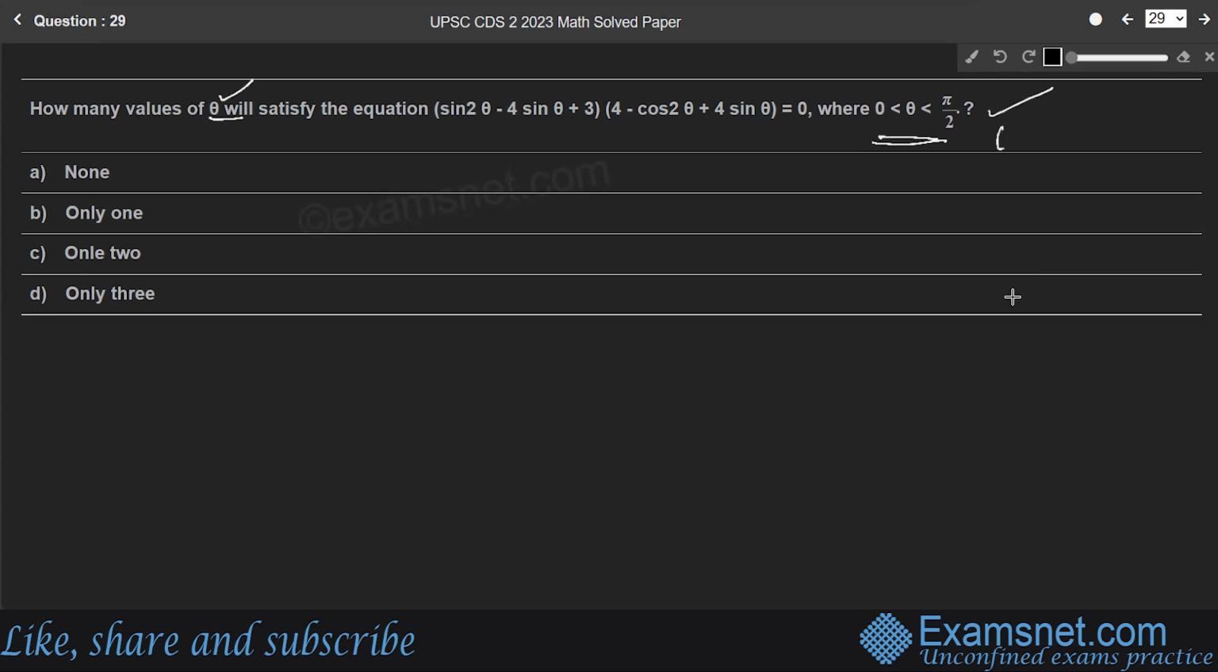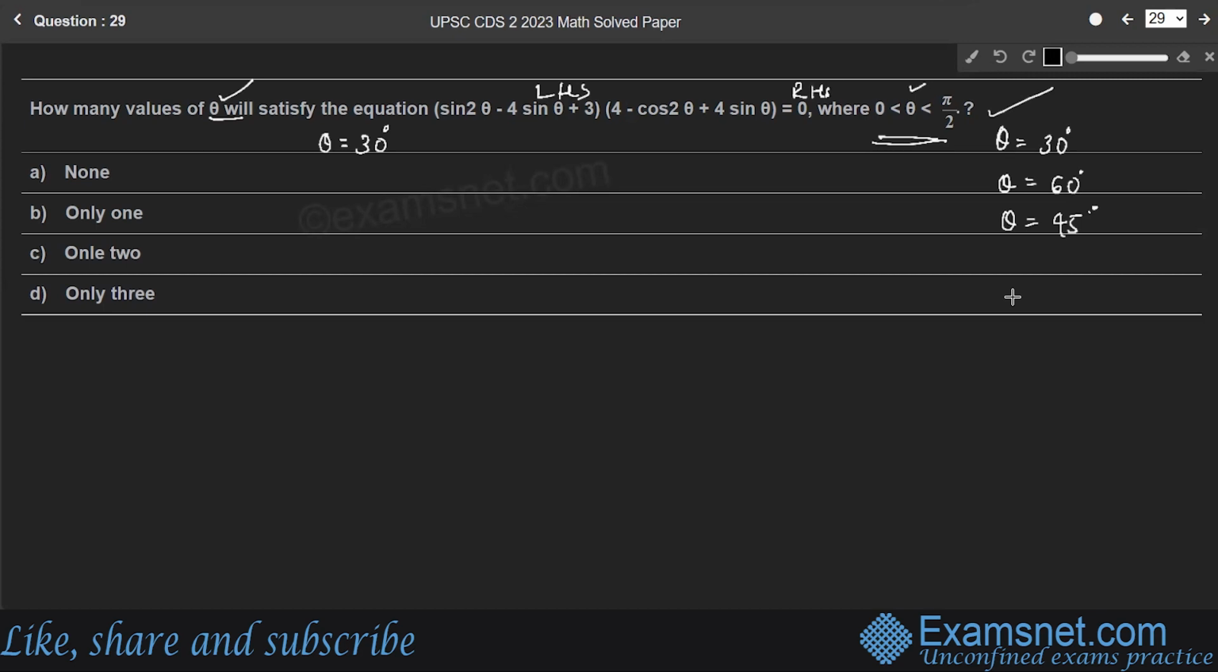So I can take theta as 30 degrees, or theta as 60 degrees, or theta as 45 degrees, such that theta lies between 0 and π/2, that is 0 and 90 degrees. For how many values of theta the equation will get satisfied, that we have to check. So let me take theta as 30 degrees and check whether the equation will get satisfied or not. That means LHS should be equal to RHS.